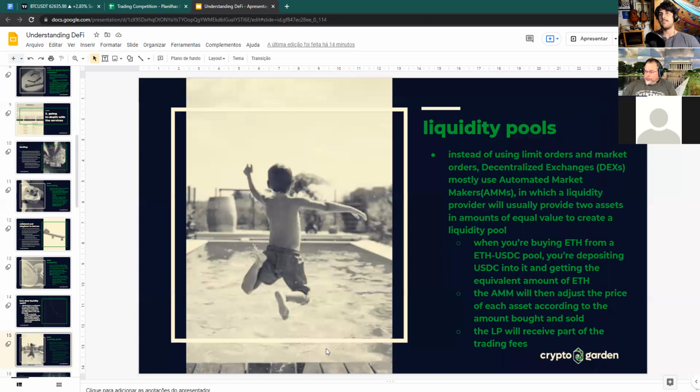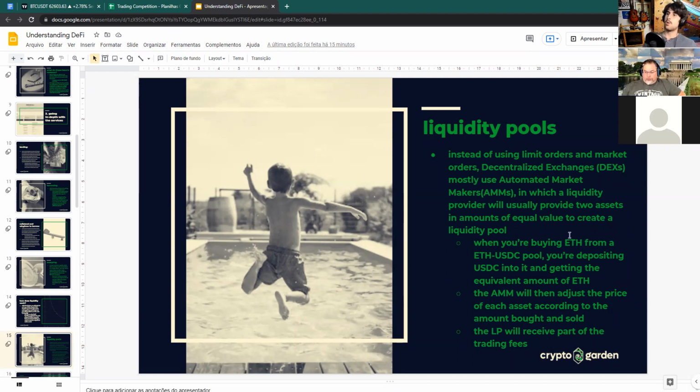Okay. So what are those liquidity pools? Well, instead of using limit orders and market orders, they use automated market makers, as I said. Nowadays, there are some protocols which let you have liquidity pools with 8 assets in different proportions, but this starts getting really complicated really quick, and it's really early for those protocols too. So we're going to discuss the most simple liquidity pool there is, which is a 50-50. You have 2 assets, each one of them has half of the value in the liquidity pool.